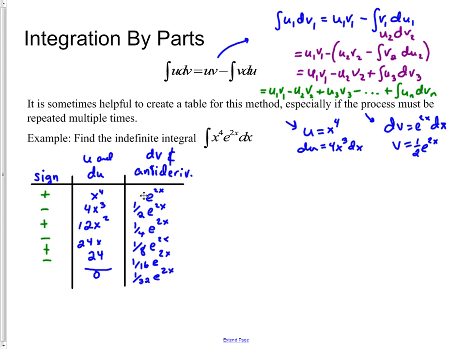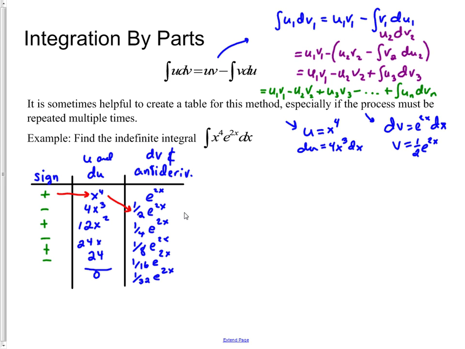Essentially, in each successive step, we're going to start off with x to the 4th and e to the 2x, right? But then we're going to have to rewrite. So the way this is going to work is we're going to follow along this pattern. We take our first sign, positive, that's our u, and this is our dv. Okay, so how is that going to look? Well, this ends up being v in our first step.